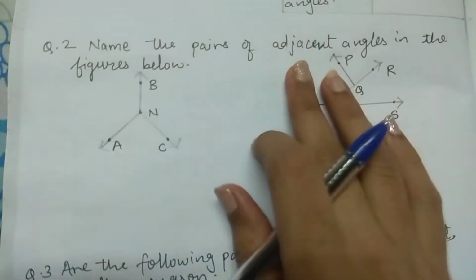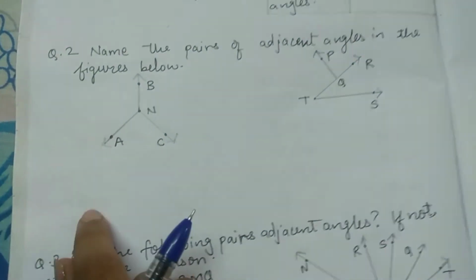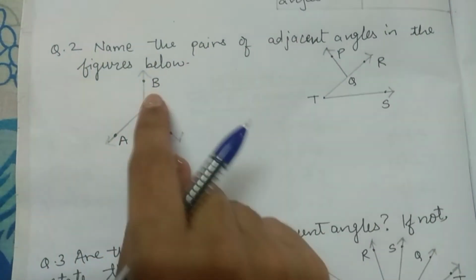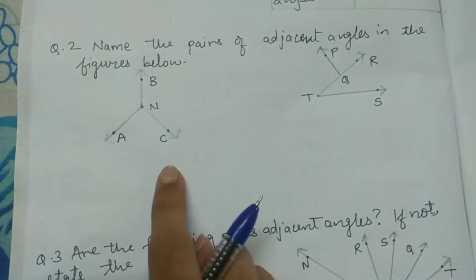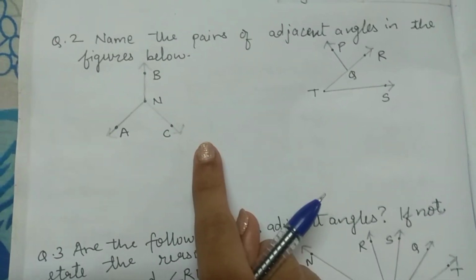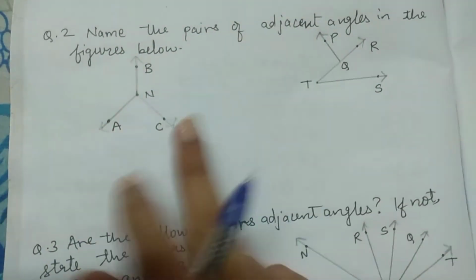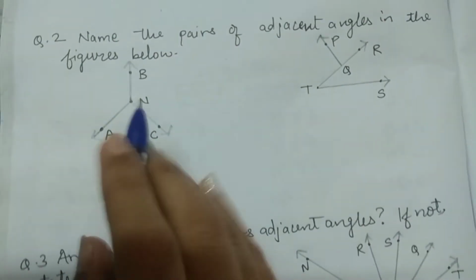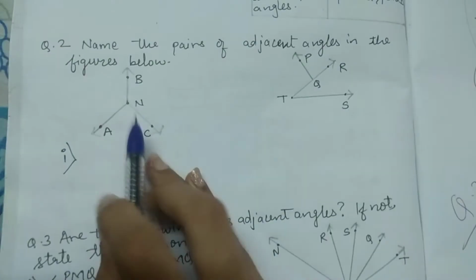Next. Name the pairs of adjacent angles in the figures below. Now to name adjacent angles, we have to see that the vertex should be common to both the angles. Then there should be one common arm, and the other arms should be on the opposite sides of the common arm. Now here let me write the first example so you will come to know.